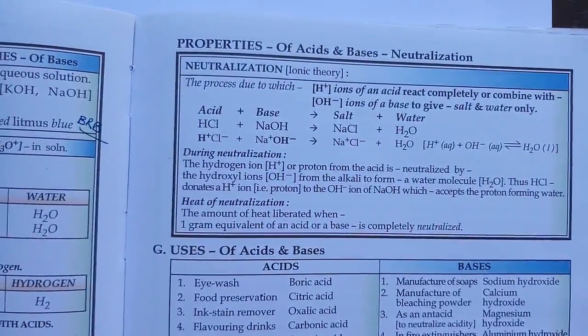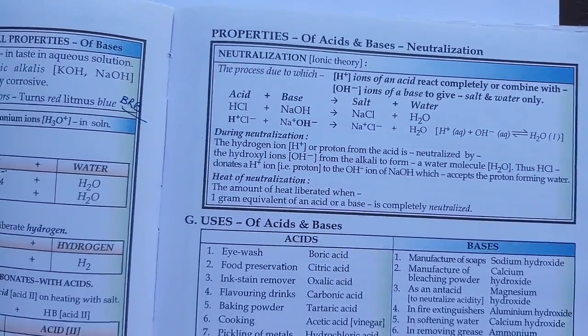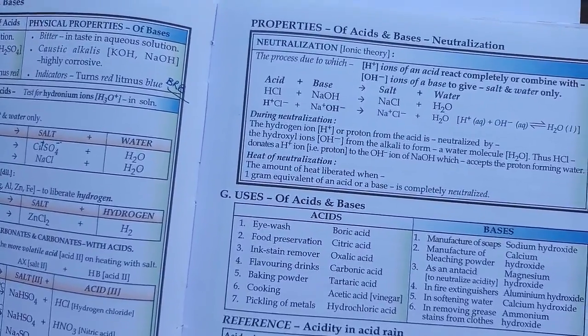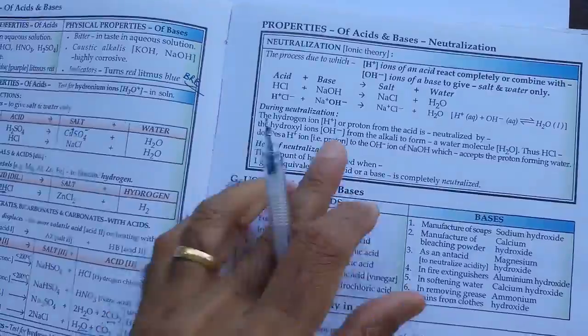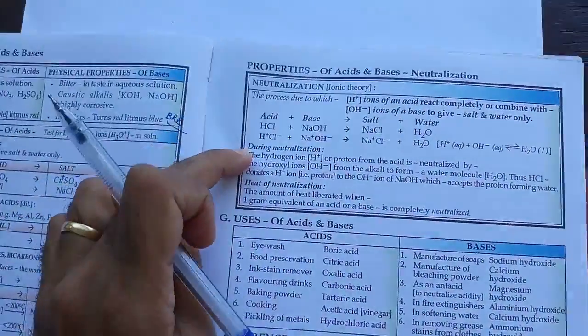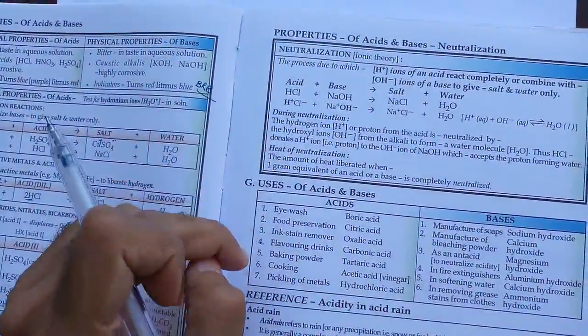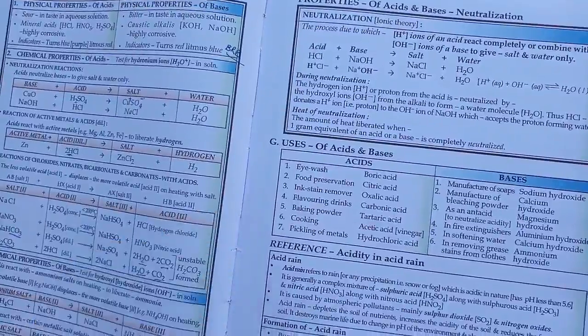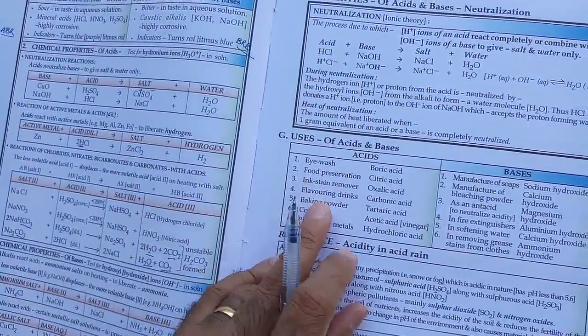Now, properties of acids and bases. The basic property is neutralization, right? And we generally use this property when insects bite. If you talk about the uses of acids and bases, we apply this to neutralize the effect.